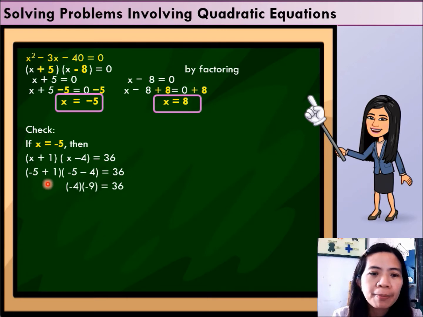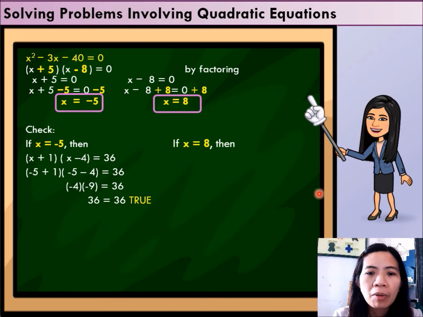Negative 5 plus 1 will be negative 4 quantity, and then times the quantity negative 4 plus negative 5, it will be negative 9. So to multiply negative 9 times negative 4, it will be positive 36. So they are equal, meaning it is true.